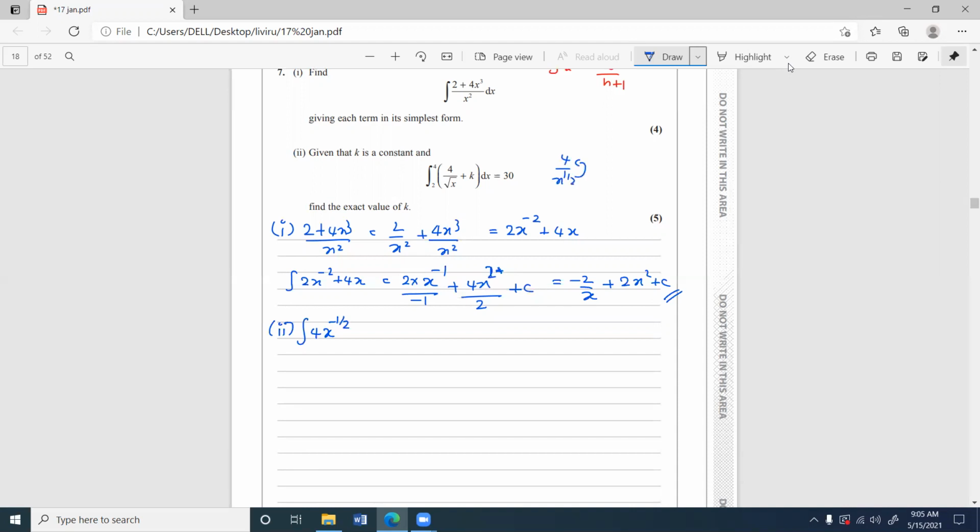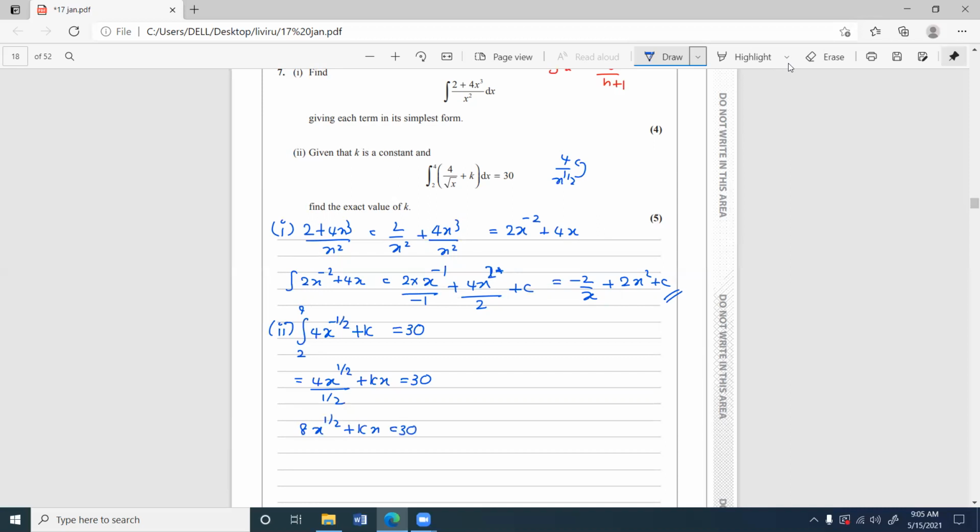You can bring it up and write it as a minus half because we know how to integrate the x to the power n format only. Plus k equals 30, from 2 to 4. Then if you do this integration, 4x to the power minus half plus 1 is plus half, divided by plus half, plus kx equals 30. Then it turns into 8x to the power half plus kx equals 30.